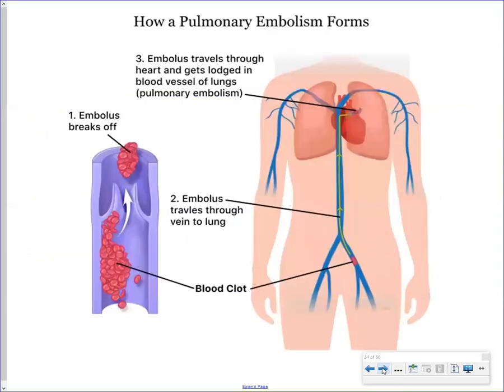The next diagram just shows that happening. So we've got the thrombus developing here within the vein. So that's deep vein thrombosis. We've got part of the thrombus breaking off. So that's the embolus. And then we see that blood clot, the embolus, traveling through the body, and it gets stuck in the pulmonary artery, which obviously causes major issues.